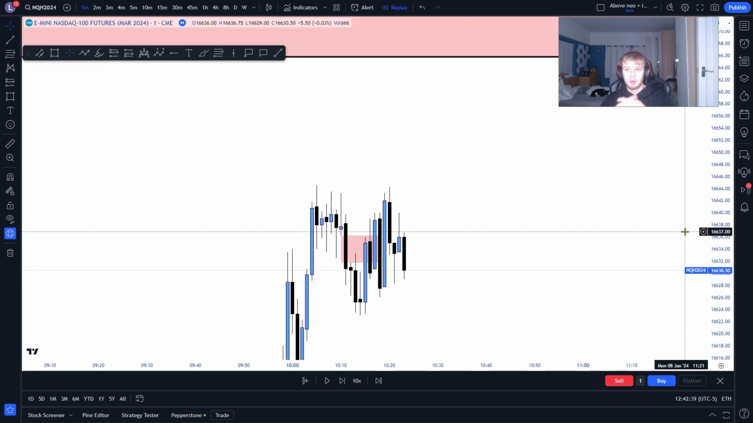If you're unfamiliar with what the inversion model is, all it is just using inverse fair value gaps. Obviously, it's a lot deeper than that.